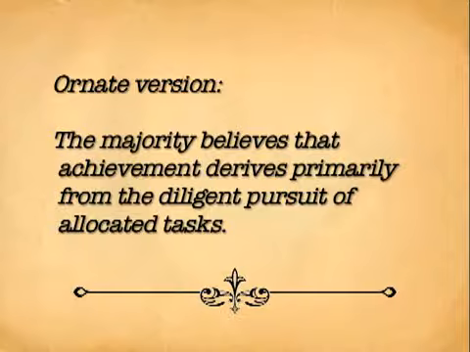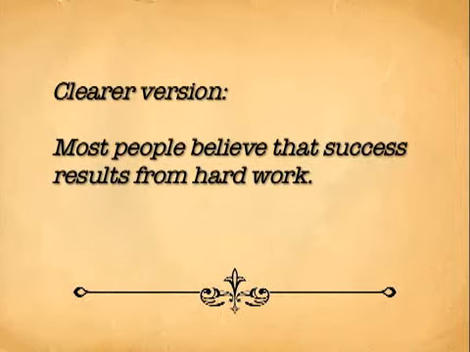I've pulled the following example from the Hodges-Harbrace Handbook for Writers, and it gives an example of an ornate sentence and then a clearer, more concise version of the sentence. So let's look at the ornate version first. The majority believes that achievement derives primarily from the diligent pursuit of allocated tasks. While this may sound good, it's a little bit inflated. So let's look at a clearer version that is also a little more direct and to the point. Most people believe that success results from hard work.